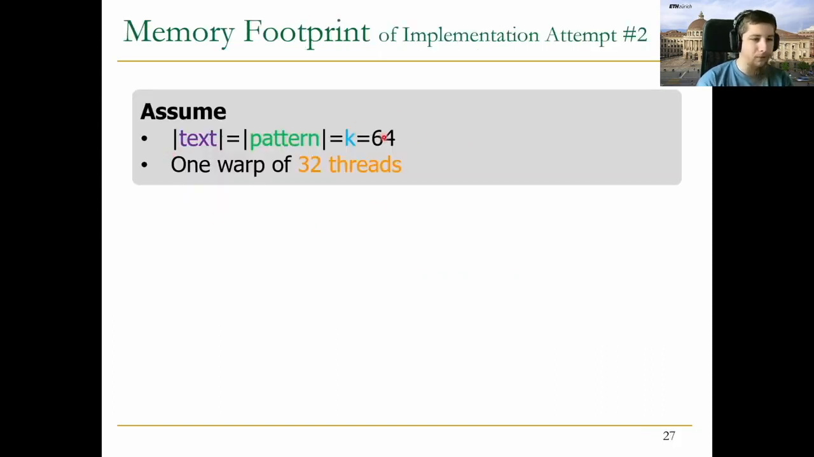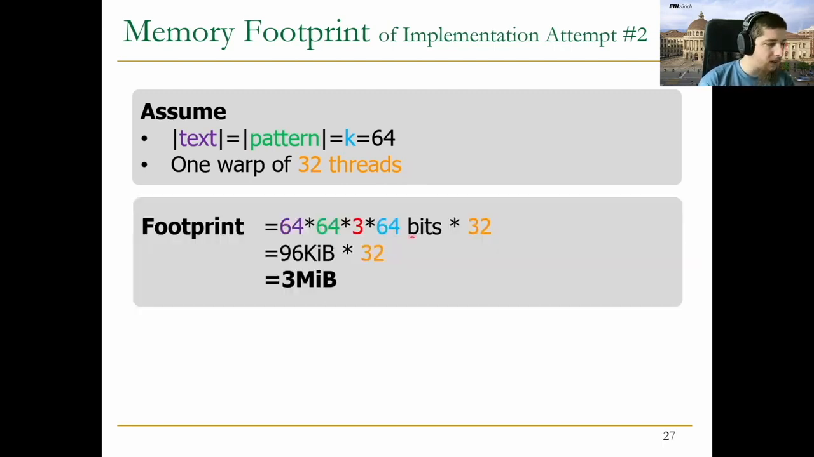Let's say we assume text and pattern lengths of 64 and a single warp of 32 threads. And recall that one thread works on 1 copy of this data. We get a footprint of 64 times 64 times 3 times 64 bits, so this from the previous formula, times the 32 copies for each thread. And this is like 69 kilobytes times 32, 3 megabytes.